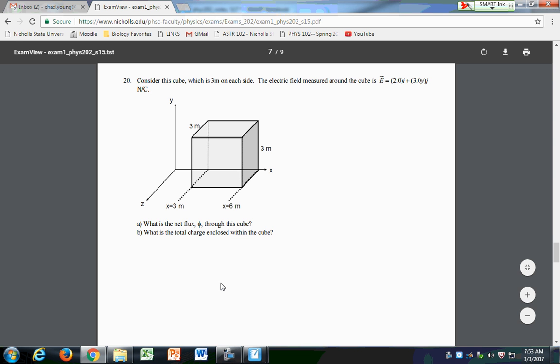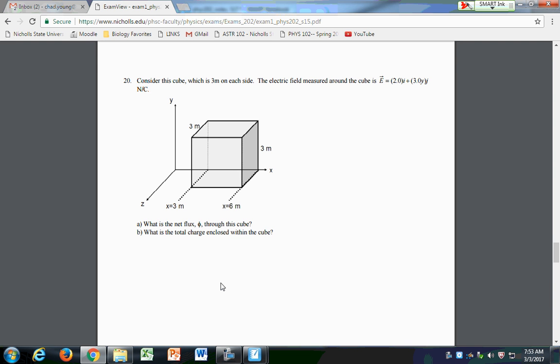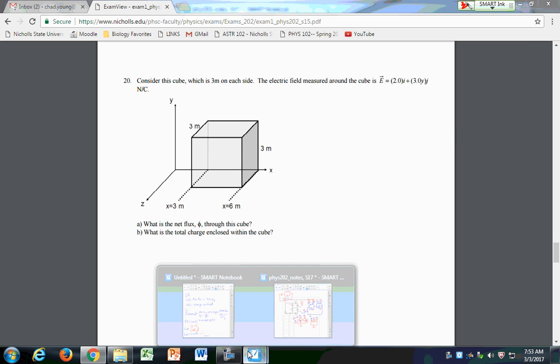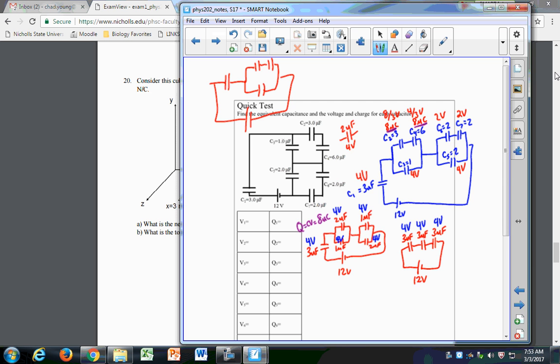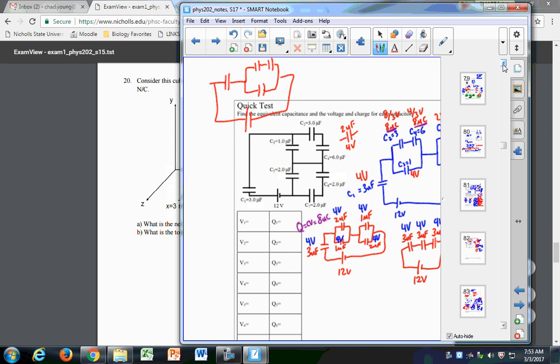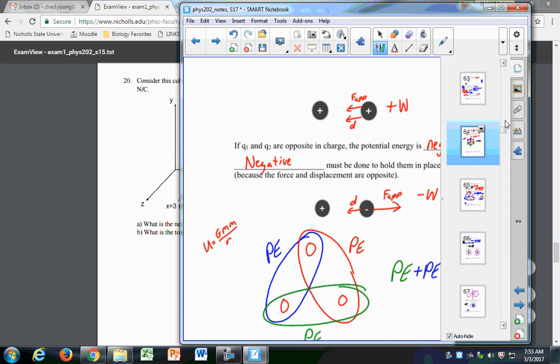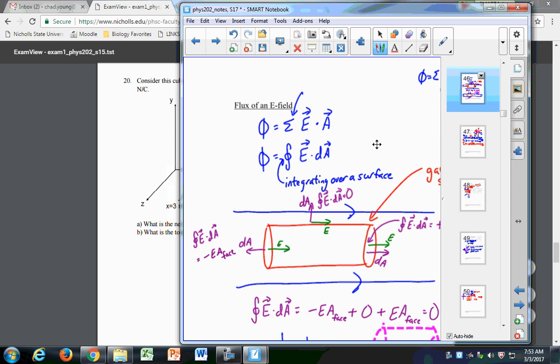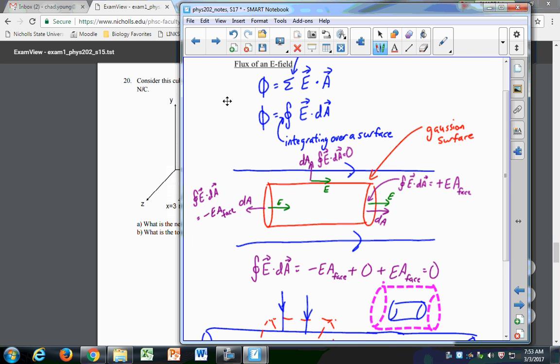Okay, so you'll probably see something similar to this. It's very similar to the example that we worked in class, but that's what you'll have. Remember with fluxes, we find our flux so that we can find the enclosed charge. And when we're finding our flux, it's going to be the integral of E dot dA.